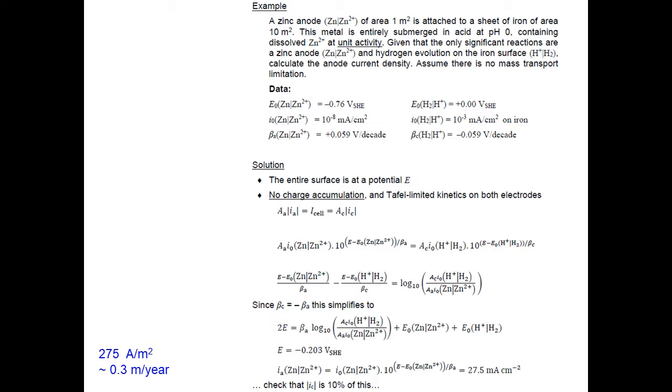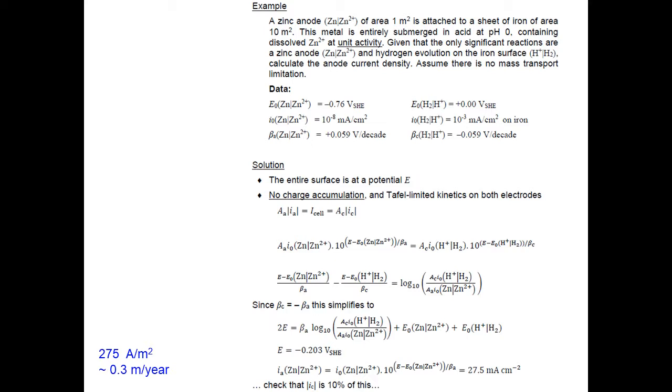Well, we say we have spontaneous corrosion on a block of metal, so the whole surface of the metal is at some surface potential E. We know that we have steady state dissolution, so we're looking at no charge accumulation and Tafel-limited kinetics on both electrodes. So we write down an equation where we have the current through the cell is equal to the anode area times the anode current density, and that has the same absolute value as the cathode area times the cathode current density, all as absolute values.